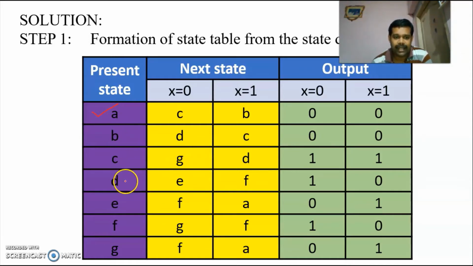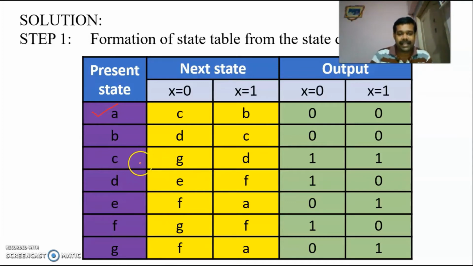You check A and D, you compare. Here C, here E, no chance. Then A and E, no chance. A and F, no chance. A and G, no chance. Then I am comparing B with C, no chance. D, no chance. E, no chance. F, no chance. G, no chance.